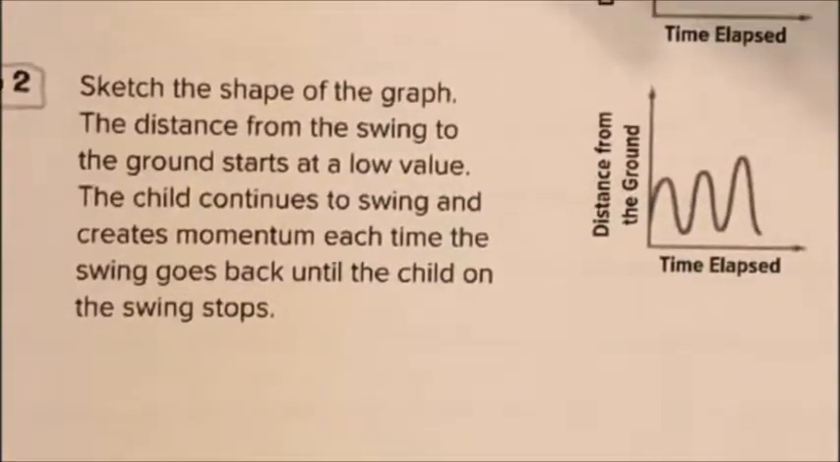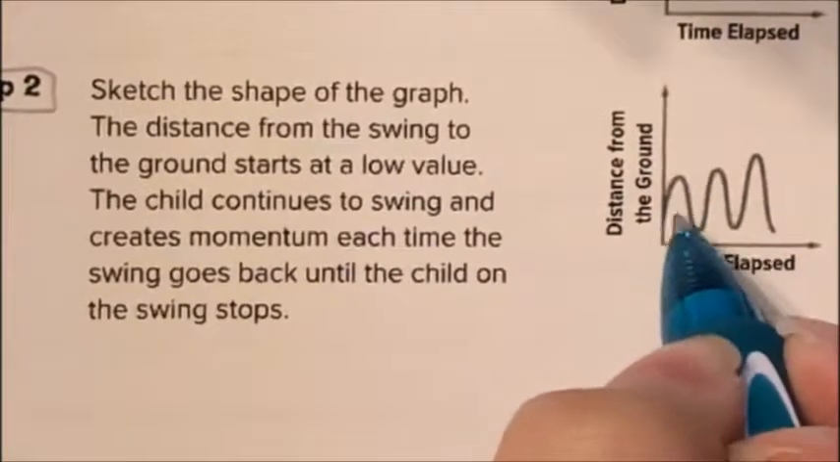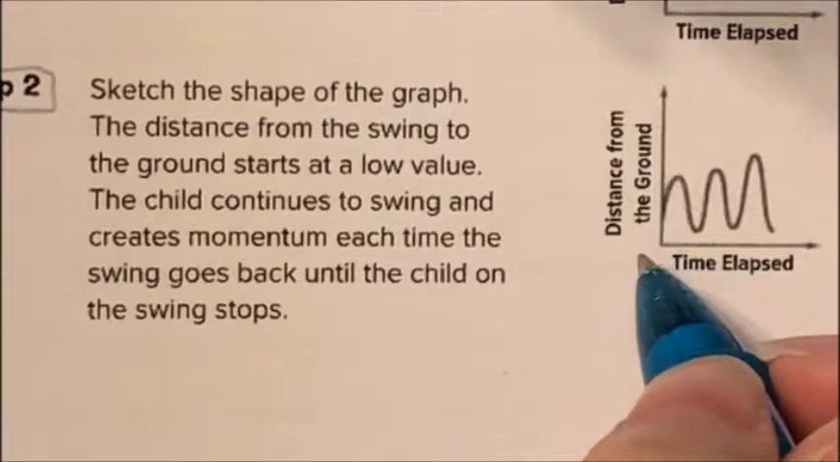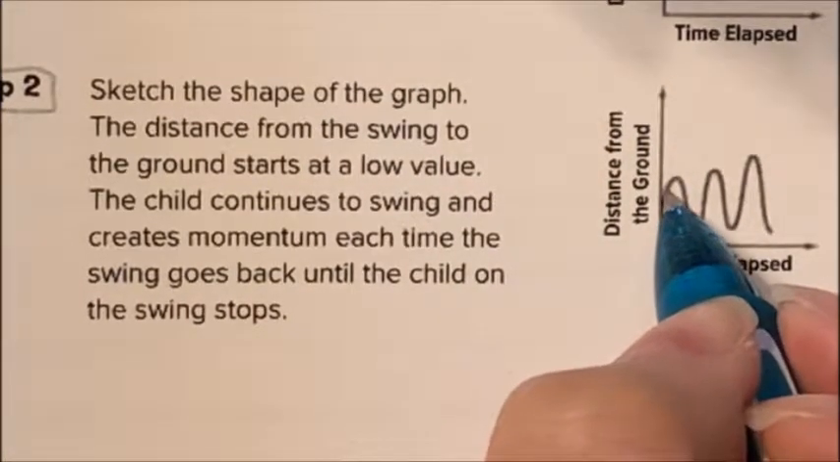The distance from the swing to the ground starts at a low value. The child continues to swing and creates momentum each time the swing goes back until the child on the swing stops. Okay? So, I don't actually start on the ground, right? Because the swing's not on the ground. So I start right around maybe halfway.